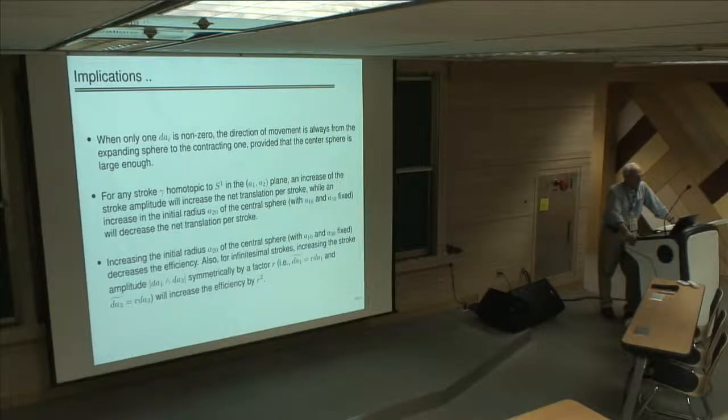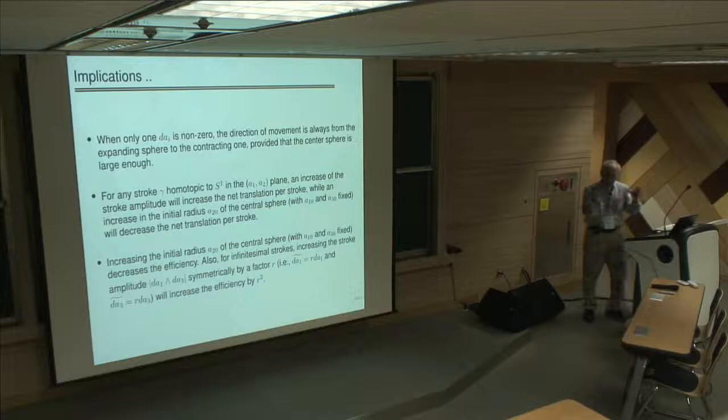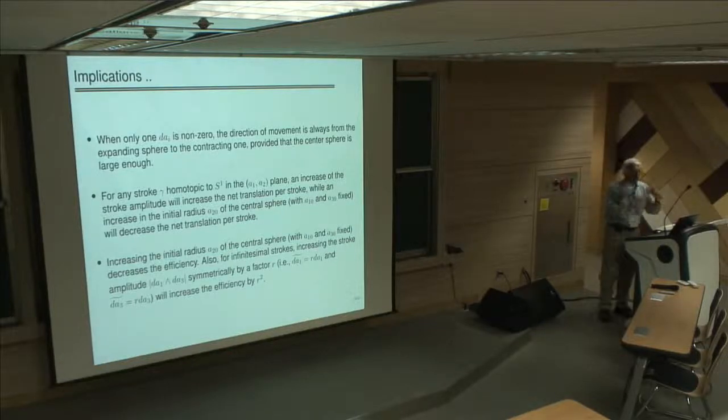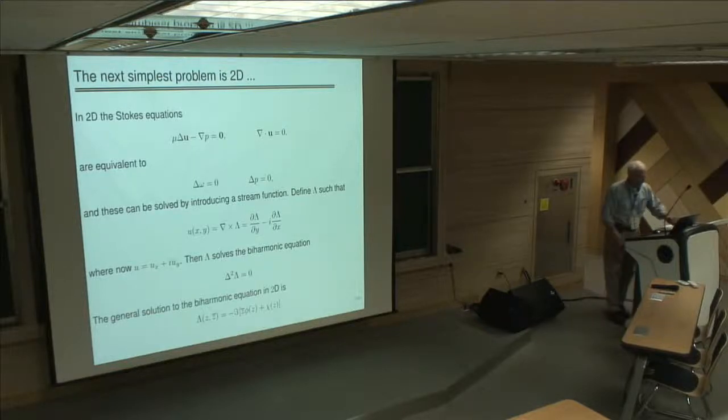So the first one is that if you only shift volume between one pair at a time, then you can always predict what the direction of motion will be. Okay? And I showed you what it was in the previous case. If you look at strokes, so now there are 2 degrees of freedom here, the exchange of volume between the center and the 2 peripheral ones, so that if you have a stroke homotopic to a circle in the plane, you increase the stroke amplitude and you'll increase the translation, etc., etc. So these are interesting things to predict, but they don't solve the big problem.